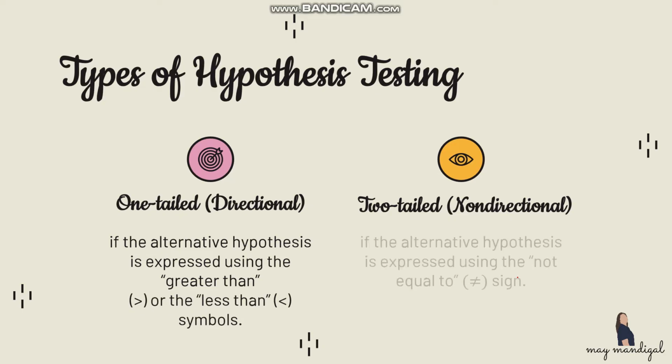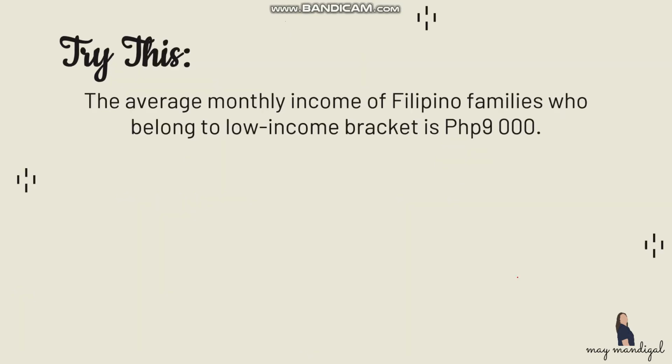But for two-tailed, we only express our alternative hypothesis using the not equal to. So here we don't mind if it's greater than or less than our hypothesized value, but what we want to check is whether they're just different from one another, or not equal with our hypothesized value. Okay, so these are again the two types of hypothesis testing.